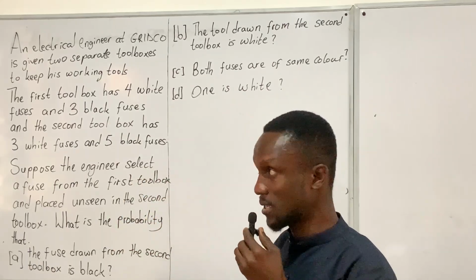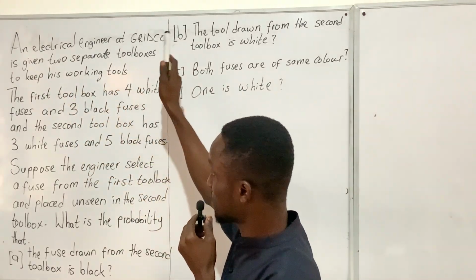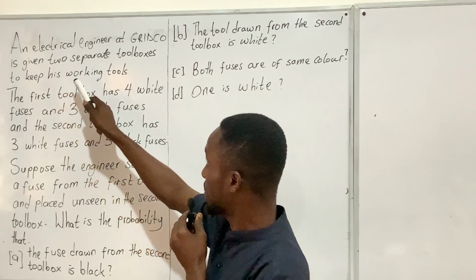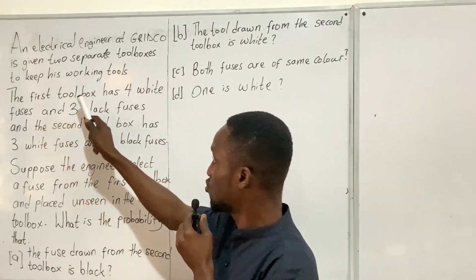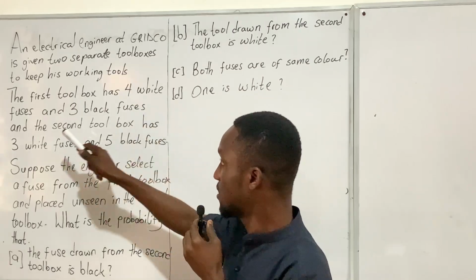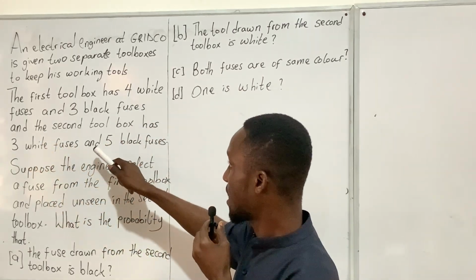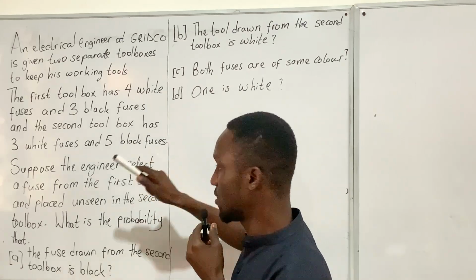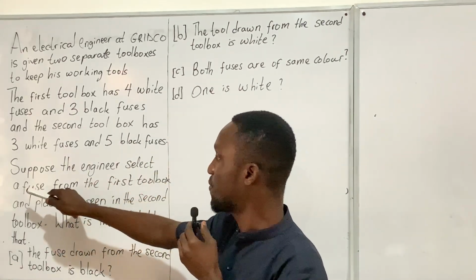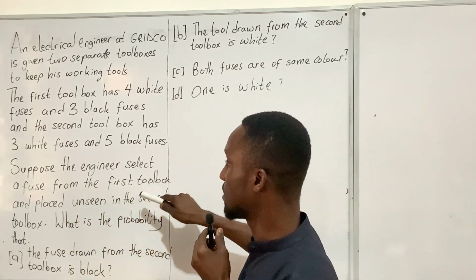In today's exercise, we have a question which says that an electrical engineer at GRIDCO is given two separate toolboxes to keep his working tools. The first toolbox has 4 white fuses and 3 black fuses, and the second toolbox has 3 white fuses and 5 black fuses. And then the question says, suppose the engineer selects a fuse from the first toolbox and places it unseen in the second toolbox.